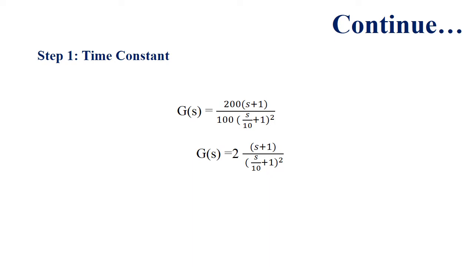So I will take 100 common from the denominator of the open loop transfer function and divide the 200 value by 100. So I have the transfer function G(s), basically the open loop transfer function, equals 2, meaning the gain K value, times (s plus 1) divided by (s over 10 plus 1) whole square.